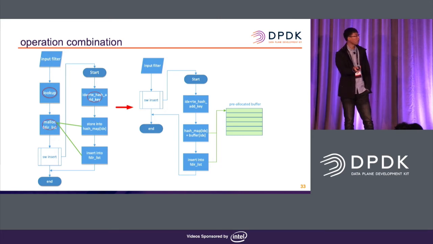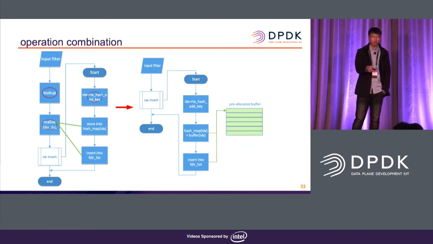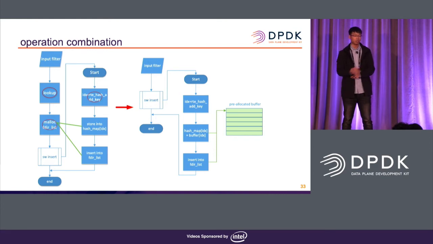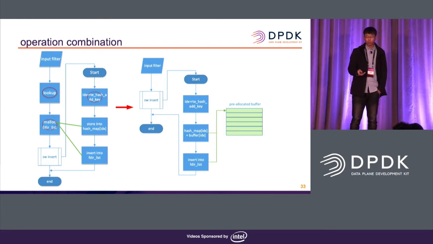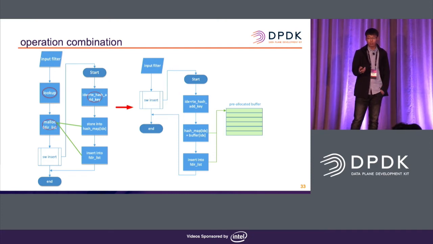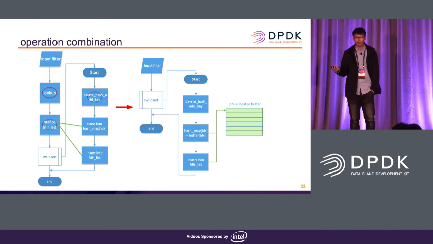We can see that on the left, there's a hash lookup under the right circle, and there's another RT hash add, which has a similar lookup operation inside on the right. So we can merge these two operations. We can see the new flow on the right.